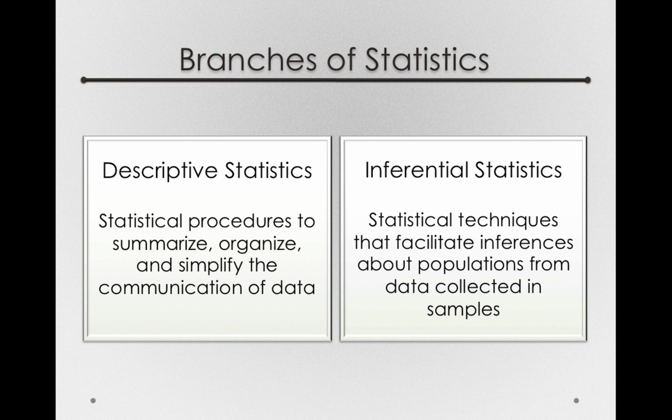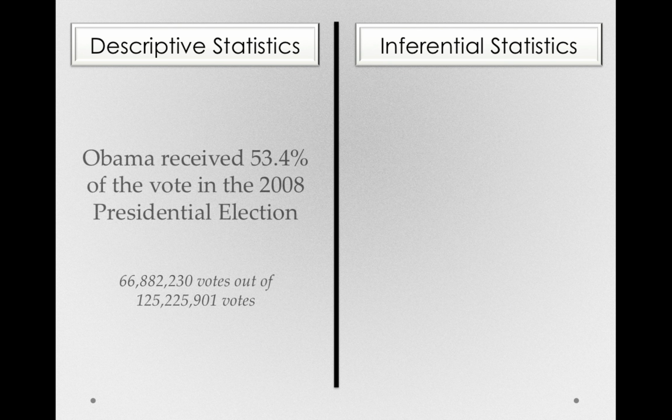So for instance, we could take the same statistic and use it in a descriptive or an inferential sense. For example, Obama received 53.4% of the vote in the 2008 presidential election. That's a proportion, it's a percent. It's just the operation on data of taking the 66,882,230 votes divided by the total number of people who voted in that election. So that proportion is descriptive. It describes something that actually happened in the world.